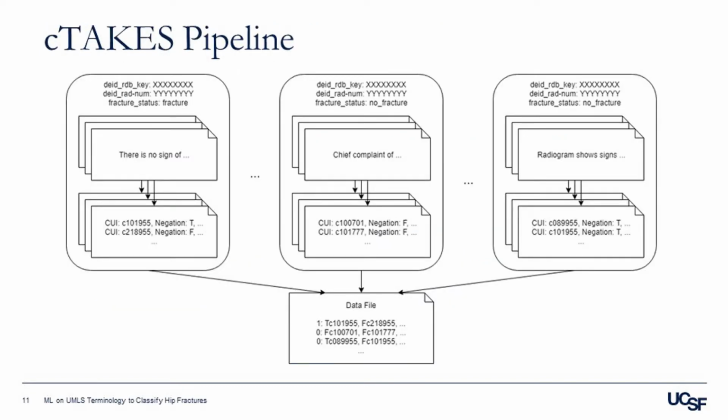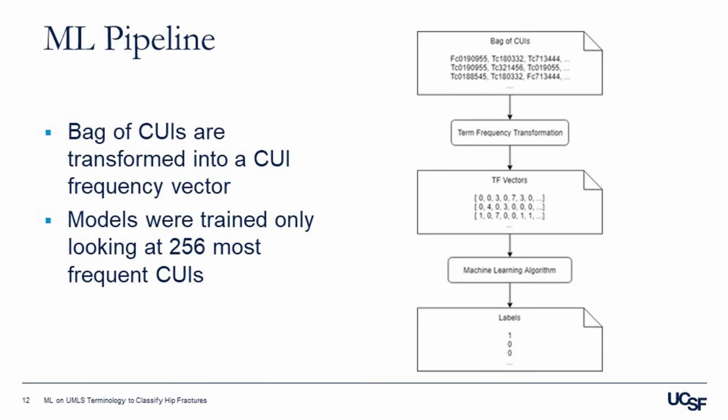And so for the cTAKES pipeline, we ended up taking all the notes for a given patient, running them through cTAKES, and then creating a bag of words. So we just extracted all the CUIs and prepended them with a true or false label, whether they were negated or not. And then ran that through an ML pipeline, where we created a term frequency vector and looked at the 250 most common CUIs in the data set, and then performed ML on that and got fairly good results.